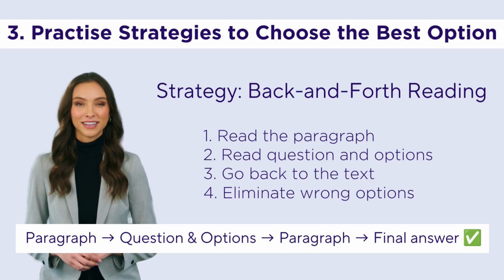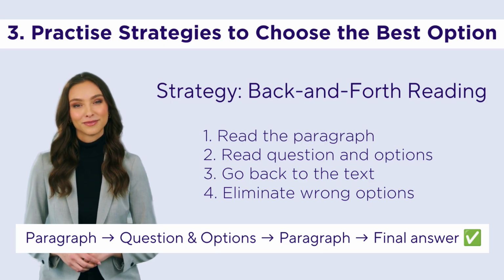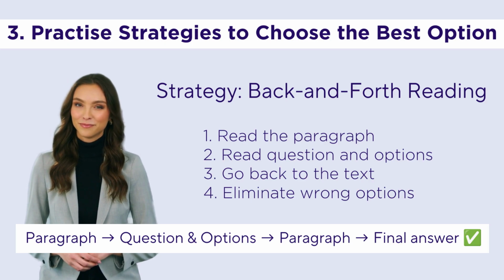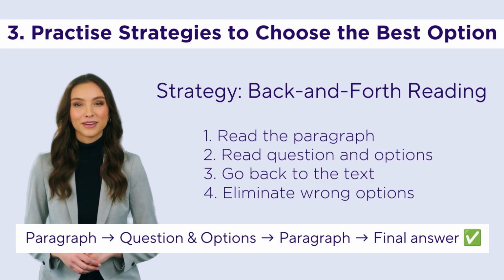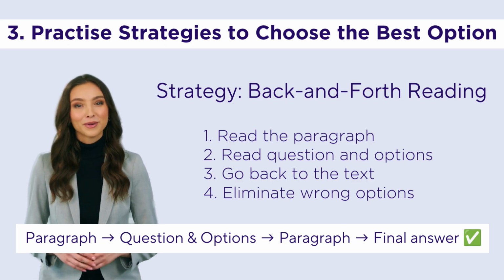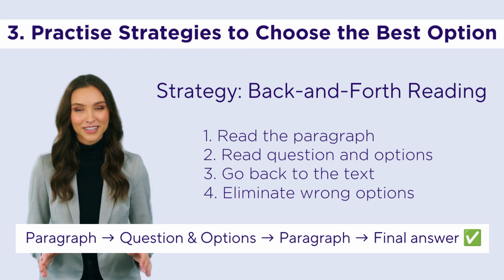To answer Part C, you need a back-and-forth strategy. First, read the paragraph carefully. Second, read the question and all 4 options. Third, go back to the paragraph and check. Does the text support this option? If it is wrong, you cross it out. Keep going until you find the one option that clearly matches the text.